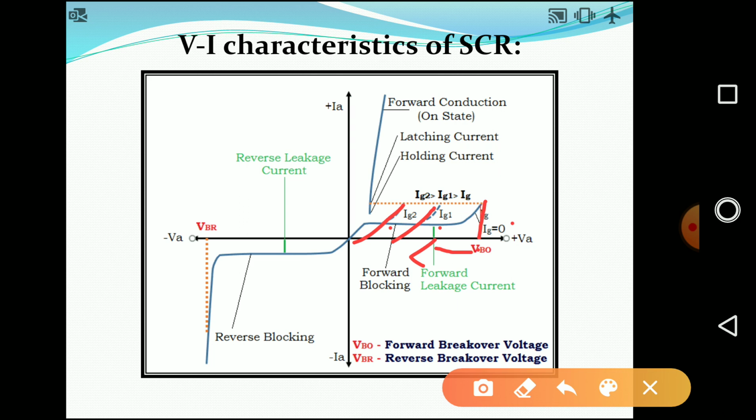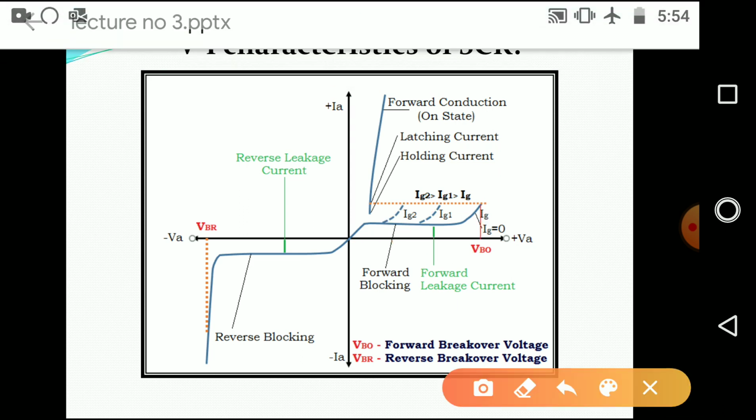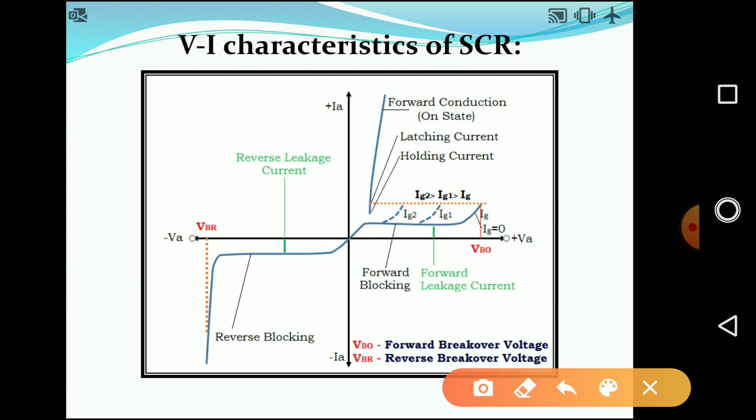Next, once the SCR turns on and current starts flowing from anode to cathode, the anode to cathode voltage decreases and remains constant, and the current goes on increasing. That mode is called the forward conduction state.